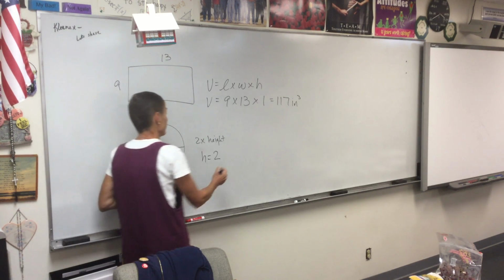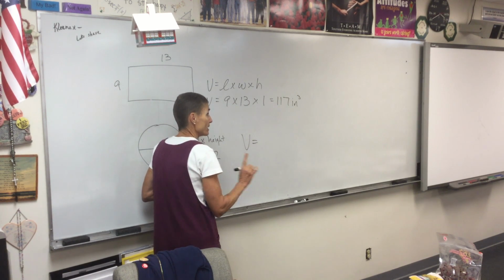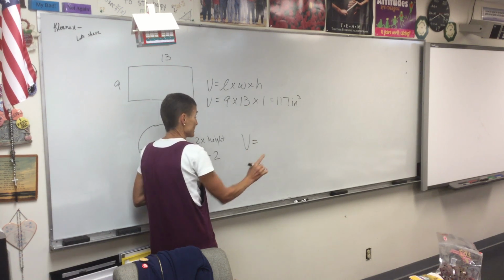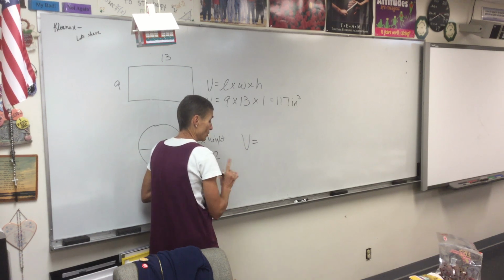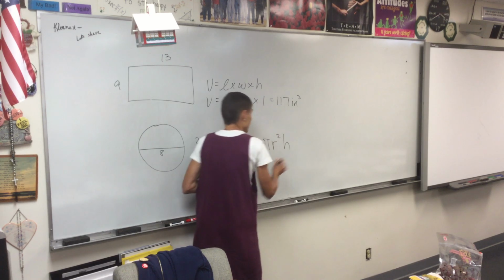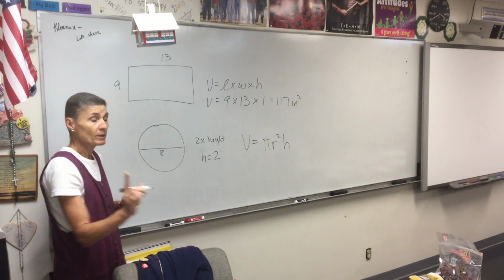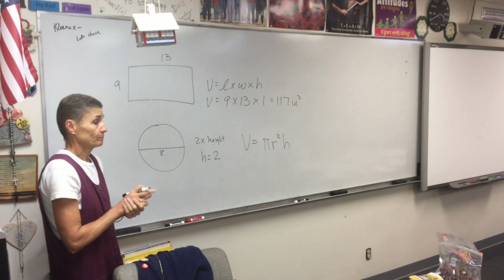What is the volume for a cylinder? The area of the base times the height. What shape is the base? What's the area of a circle? Pi r squared h. There is your formula for the volume of a cylinder. Pi r squared, the area of the base, times h, the height.